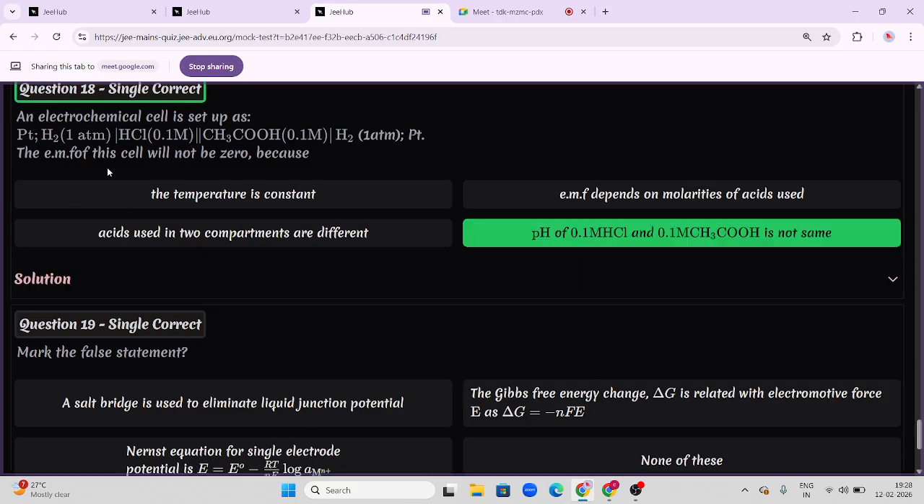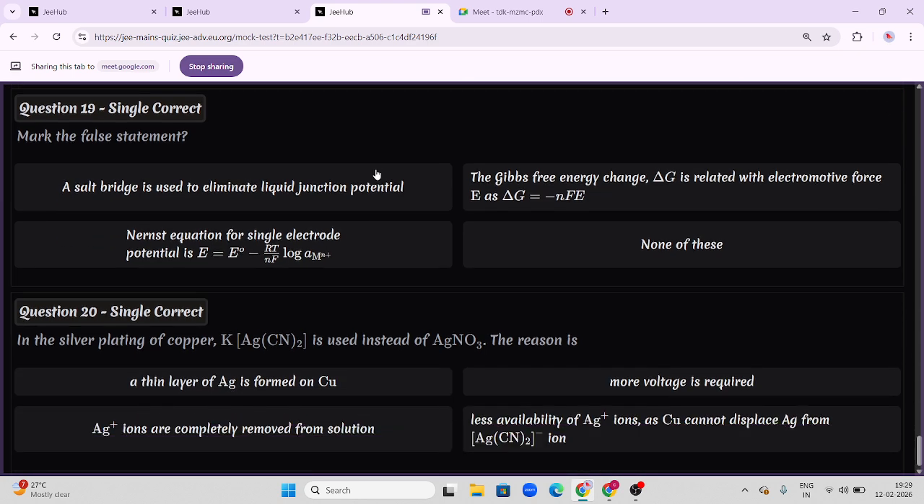They're asking you, EMF cannot be 0. Why? If they are equal, I can see both are 0.1 molar. That means they have to get cancelled. Then it has to be 0 here, but it is not 0 because their pH cannot be the same. One is a strong acid, one is a weak acid. Though it is 0.1 molar each, their pH won't be the same. Correct. Good.